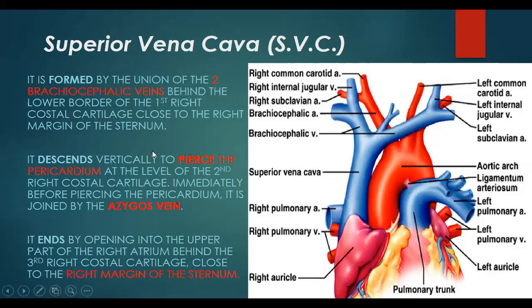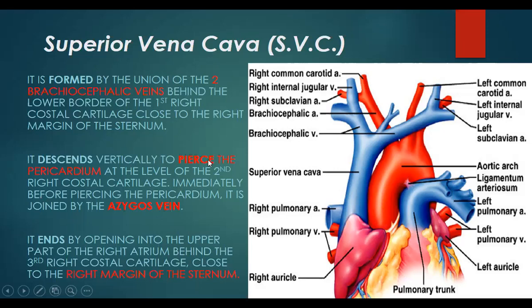So it descends vertically to pierce the pericardium. If you see here, it is going down. As soon as it begins, it vertically goes down and it pierces the pericardium. What is pericardium? It is the covering of the heart. Here the pericardium has been removed, but there will be a covering outside, which will be called the pericardium. The pericardium is of two types, fibrous as well as serous. It is already covered, I hope so. So here just imagine that there will be a covering called the pericardium. This superior vena cava will be directly going downwards, piercing the pericardium, which is covering the heart.